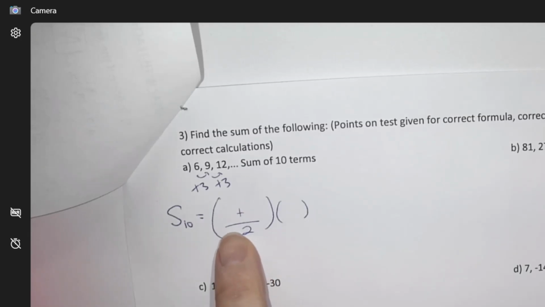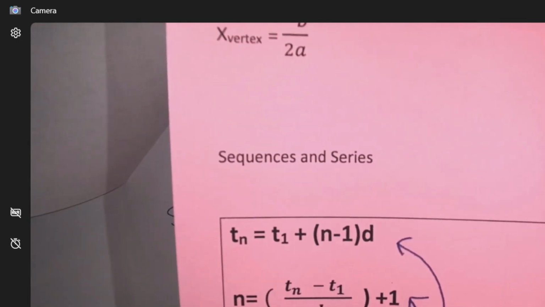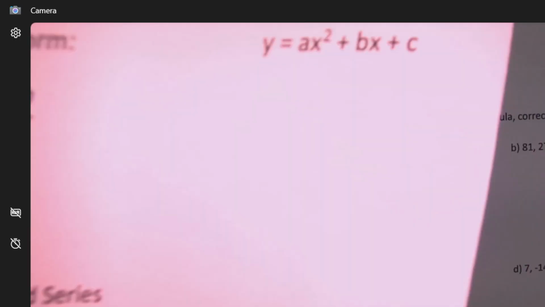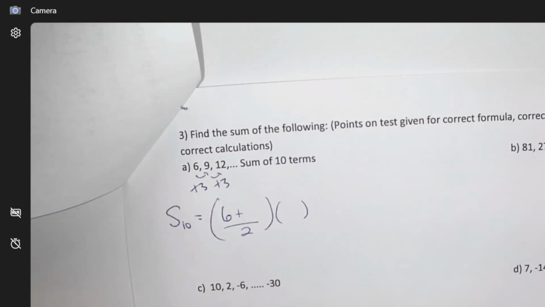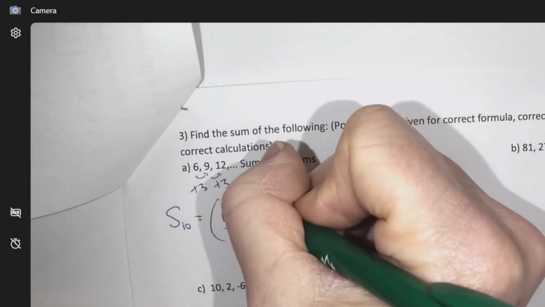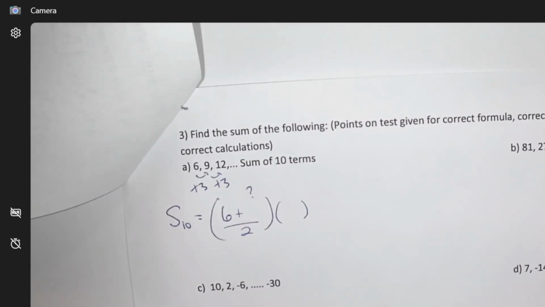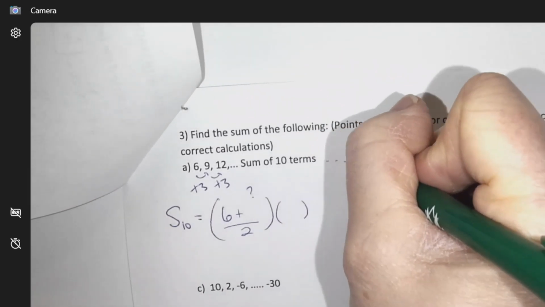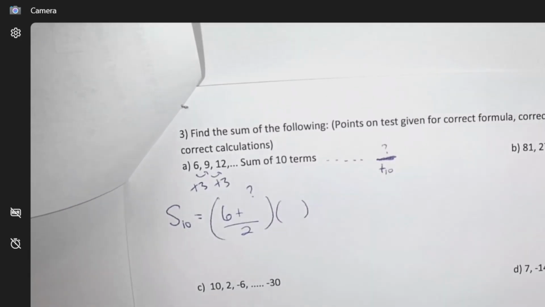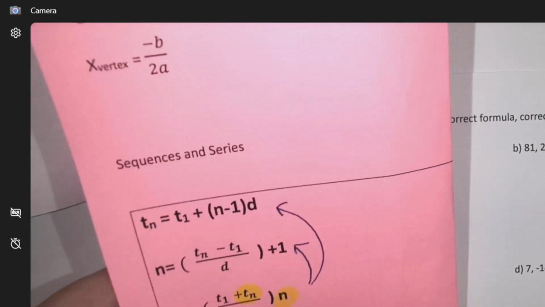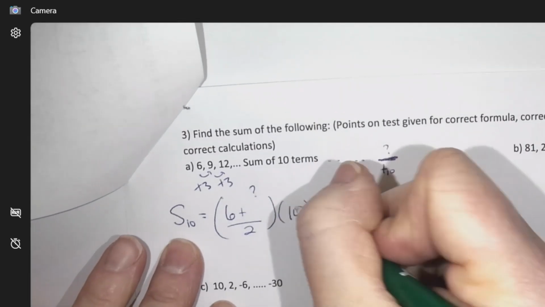So the formula says the first term plus the last term. The first term is 6, plus the last term. I don't know the last term, as in the 10th term. We don't know the last term if we kept going. Times n, which is the number of terms. Well, I know that I'm going to do 10 terms.